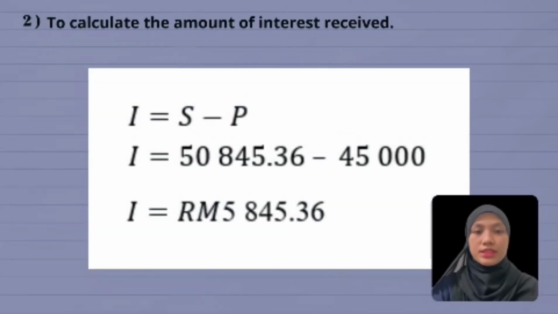We will proceed to the second question, which is to calculate the amount of interest received. I equals S minus P. I equals 50,845 ringgit and 36 cents minus 45,000 ringgit. And we will get the answer I equals 5,845 ringgit and 36 cents.